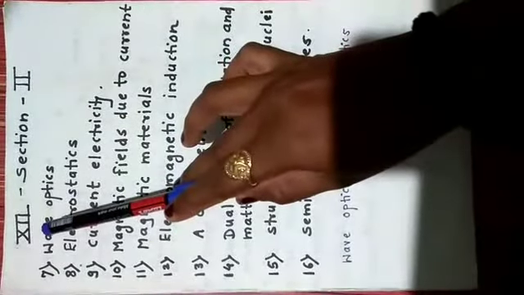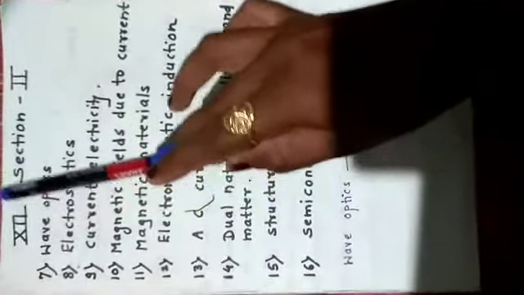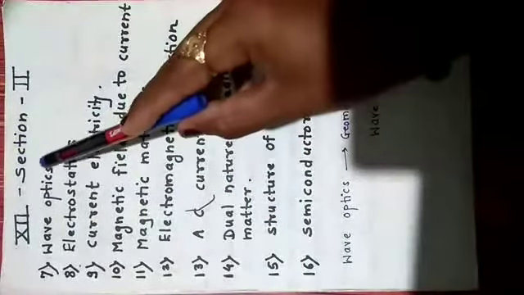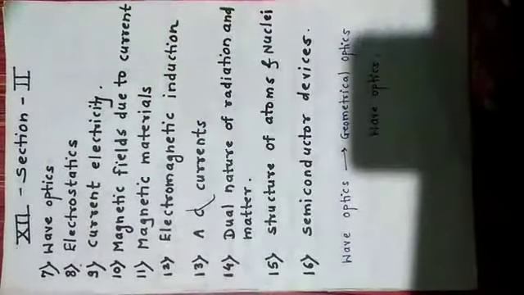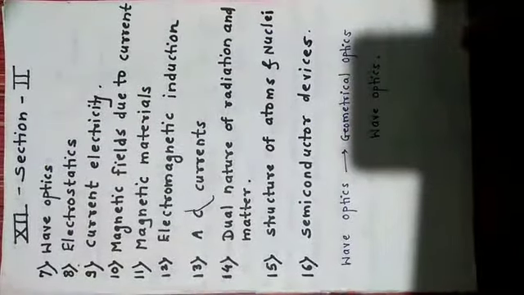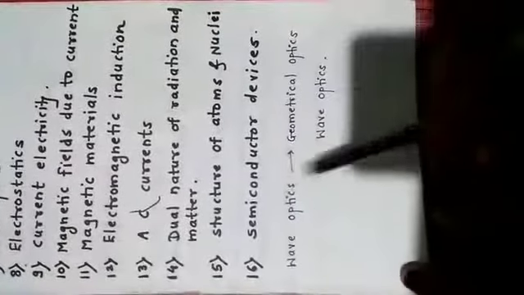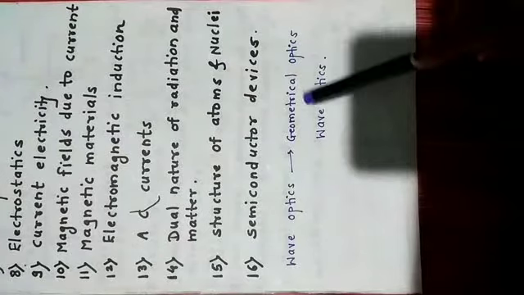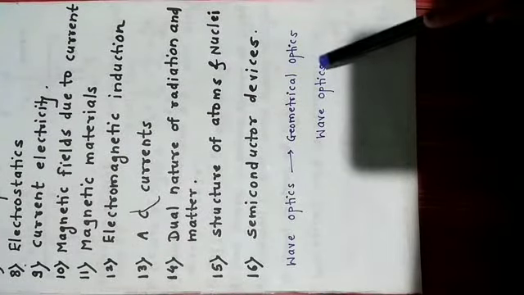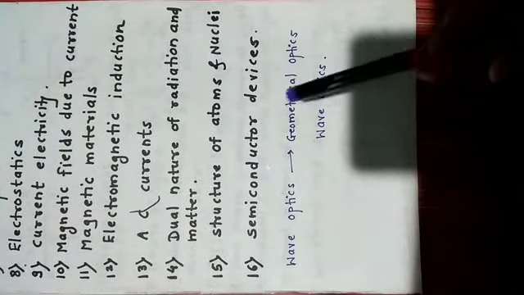Wave is the fastest mode of transfer of energy, and this word optics is related to light in physics. There are two types of optics. The first is geometrical optics and the second is wave optics.